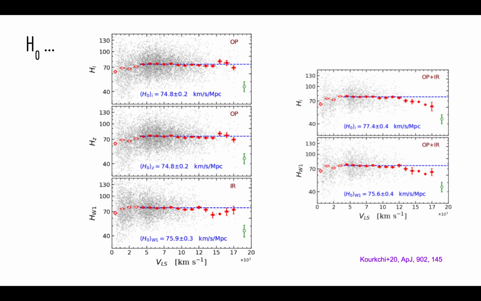And once you have measured all of these distances, you can do a bunch of basic calculations. You can measure the Hubble constant, and plot it against the redshift, and we ended up with a value of 75 kilometers per second per megaparsec.